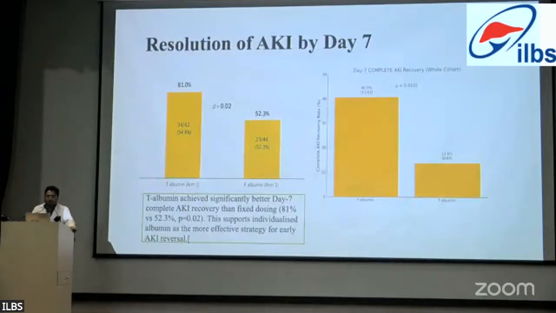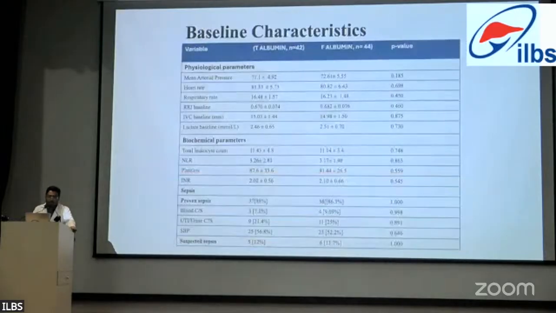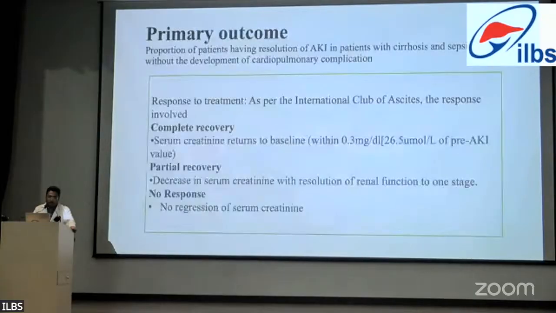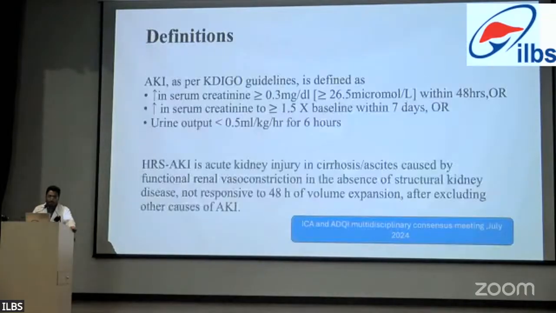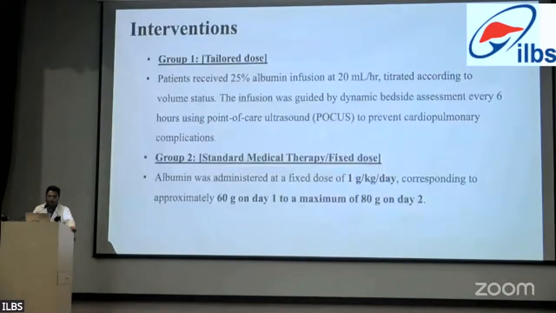For the tailored dose, we have shown in the study, for the intervention in the tailored dose, we have picked up 25% albumin. We have given it at the rate of 25 or 20 ml, and with the baseline inspection also, we have monitored the patient hourly on the basis of their criteria. Bedside monitoring was done, and every 6 hours bedside focus was done to rule out any non-specific effects on the cardiac function.